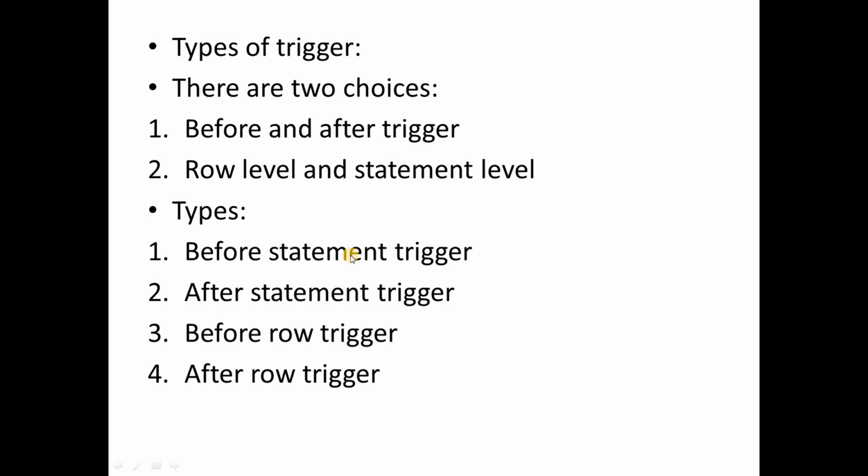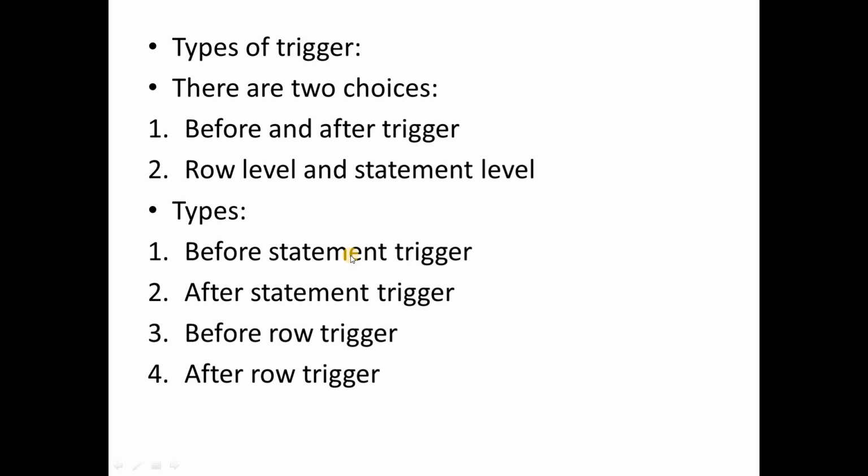Then our third type, which is before row trigger. In this before row trigger, what happens? Each and every row is checked by using the triggering procedure, and at that time the trigger will be executed before your SQL statement is executed. Before we fire the trigger, first of all we check the procedural logic, and then the row will be inserted, updated, or deleted from your database. That is before row trigger.